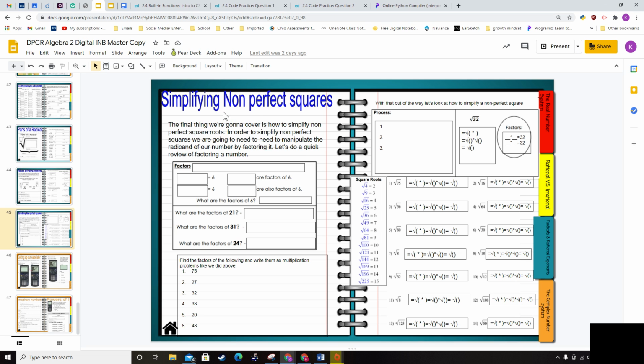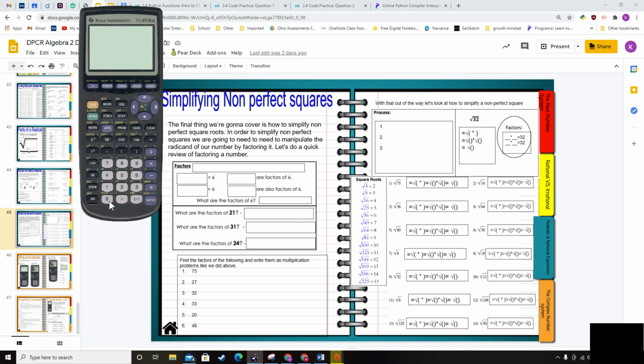Right here, we're talking about simplifying non-perfect squares for all you guys. Now, we've talked about approximating perfect squares, but we need to actually make sure that we can understand how to go through and deal with these non-perfect squares without just guessing. This is mostly so we can deal with them in a more mathematical way. So let's take a look at these in a calculator.